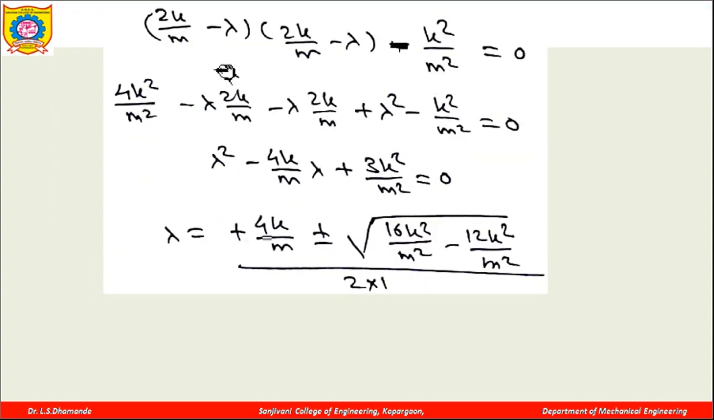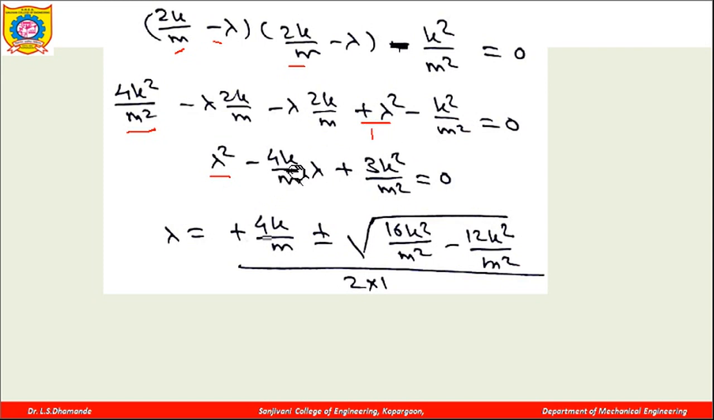Now I am multiplying this bracket with this bracket. The first term multiplied with the first term: 2 into 2 is 4, k multiplied by k, square by m square. This is the first term I am getting. Then I multiply the second term with this, so minus lambda and 2k by m, minus lambda 2k by m. Then this second term with this one, again minus lambda 2k by m. And minus lambda multiplied by minus lambda is minus minus plus lambda square, and this is already minus k square by m square. So let us simplify this again. Let me write lambda square as the first term.